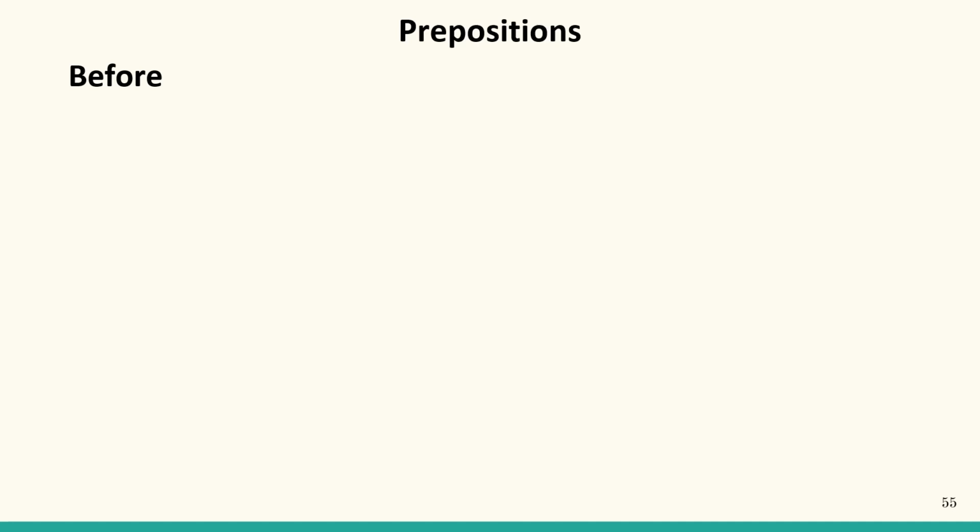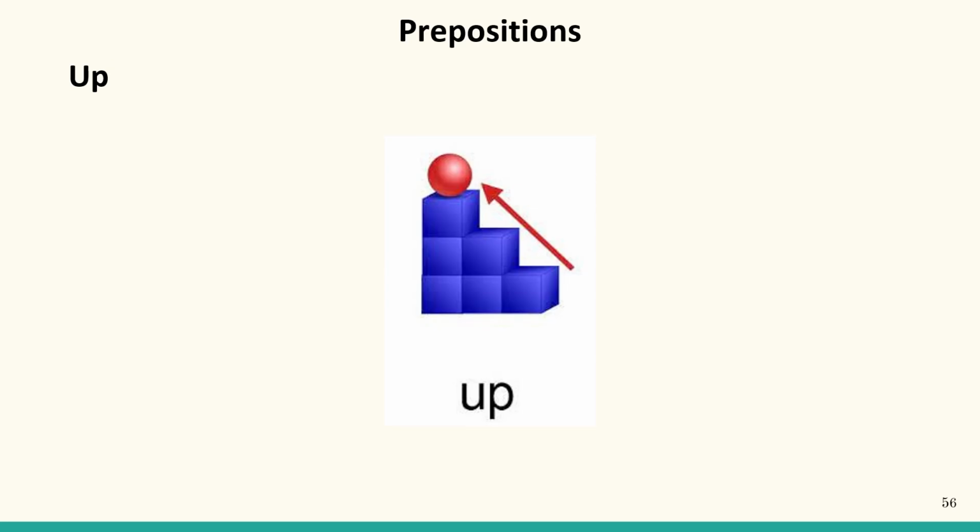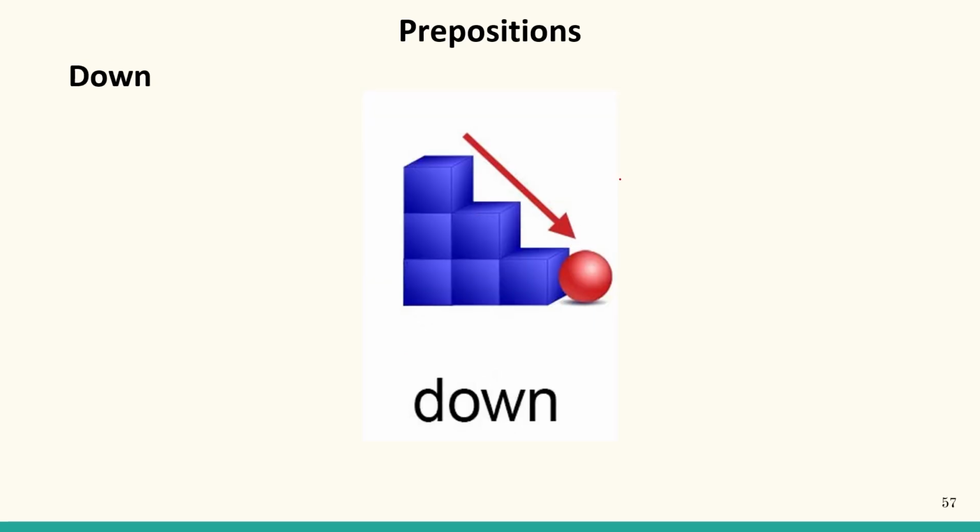We have already done the preposition before. Now up, when something is going in the upward direction. The ball is in the up direction, and here we can see down is coming downstairs. Now she is running downstairs, or she is coming downstairs carefully.